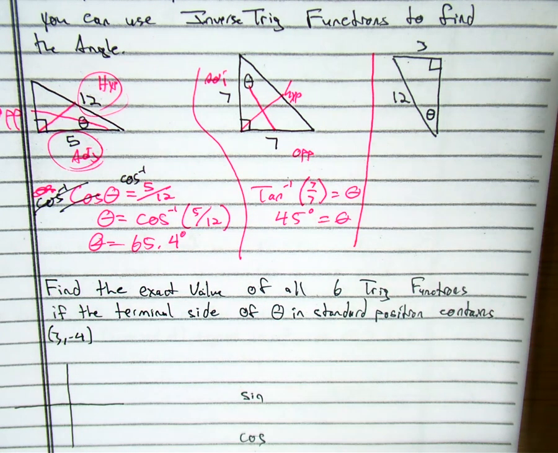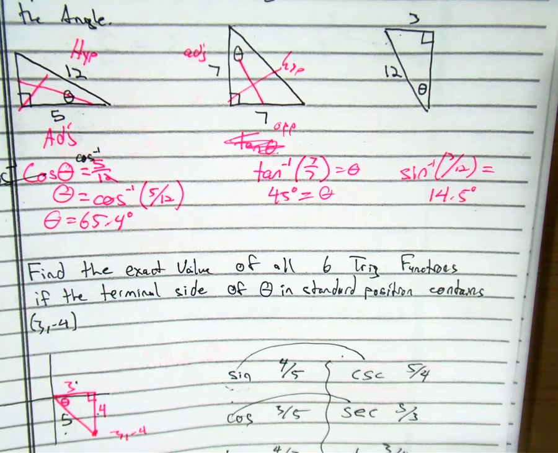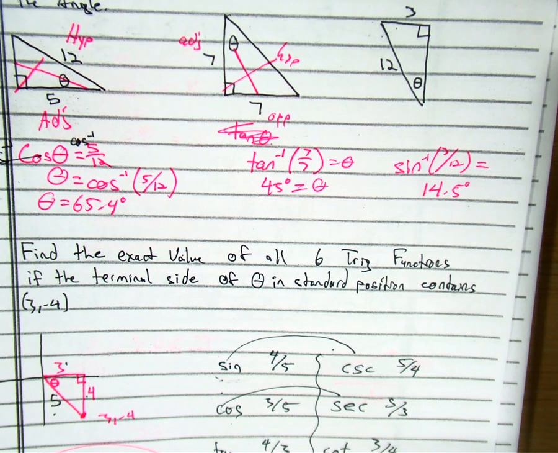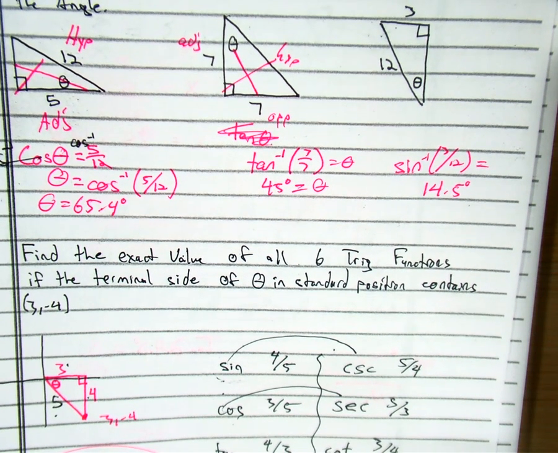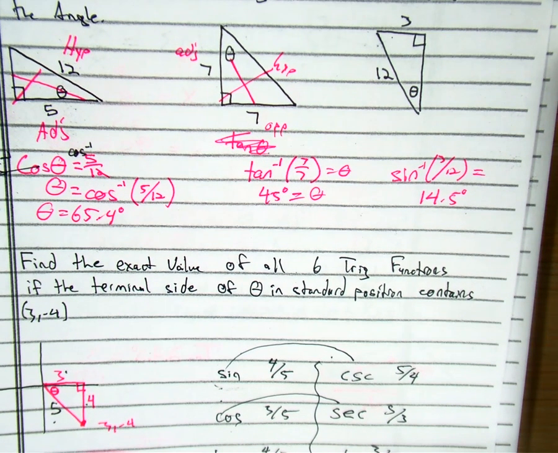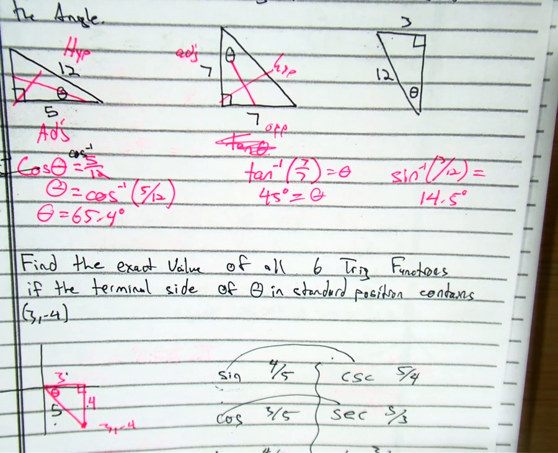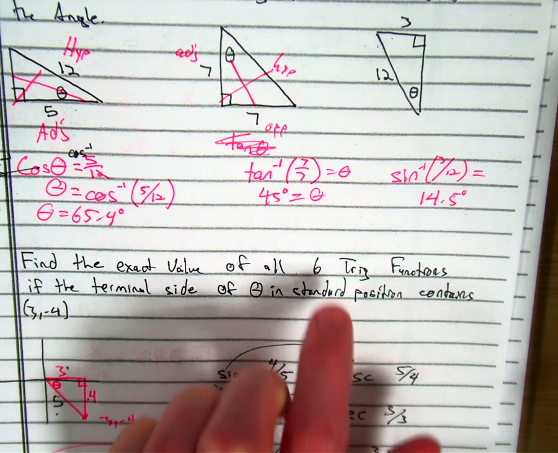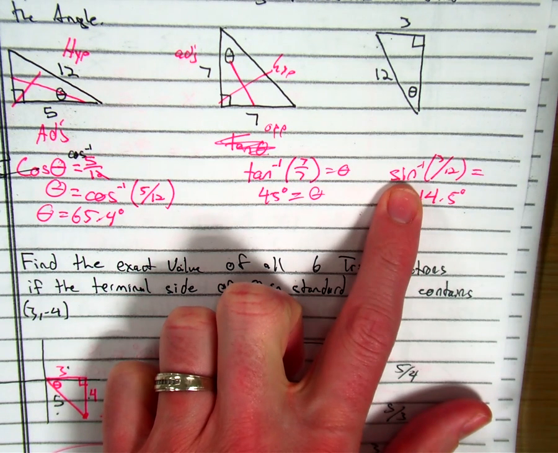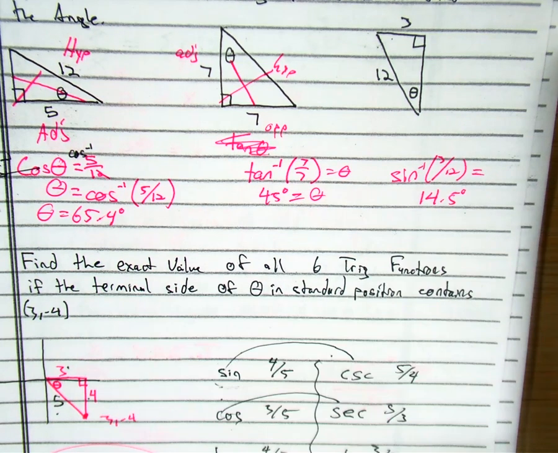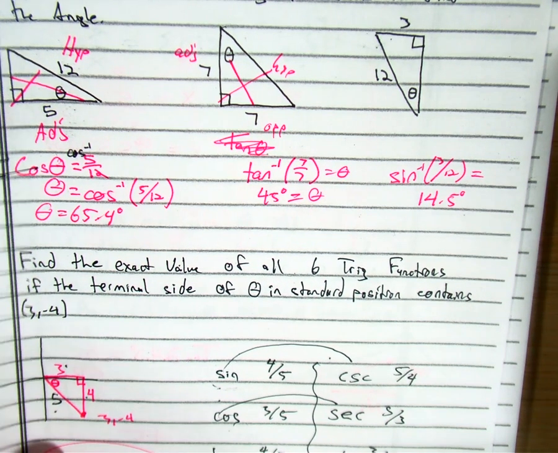Alright, welcome back. We have sine inverse of 3 over 12 for 14.5 degrees. Alright, sine inverse, 14.5 degrees. So if you want an angle back for an answer, that's when we use the inverses, the negative ones. If you are putting the angle in, then we use the regulars.